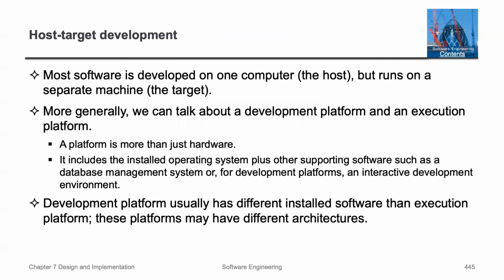For host-target development, most software is developed on one computer but runs on a separate machine. More generally, we can talk about a development platform and an execution platform. A platform is more than just hardware. It includes the installed operating system plus supporting software, a database management system, and for a development system, an interactive development environment, or IDE. Development platforms usually have different installed software than execution platforms, so these platforms may have different architectures, and that has to be considered.